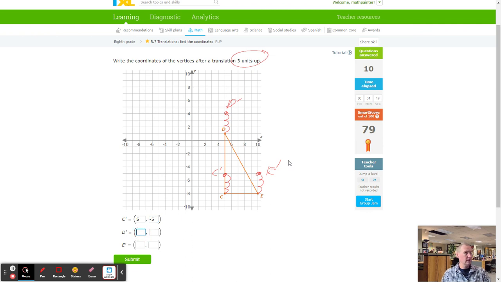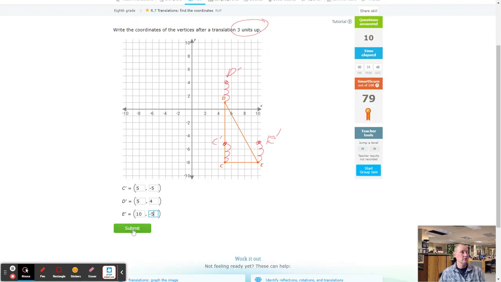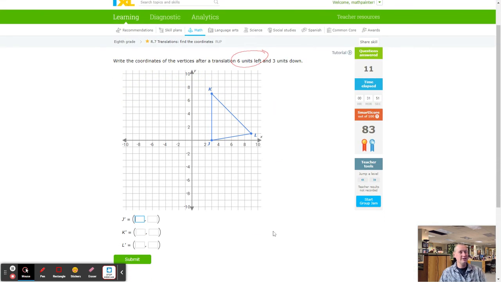All right. Now D is going to be to the right 5, which is positive 5, and up 4. So right 5, 1, 2, 3, 4, 5, up 4, 1, 2, 3, 4. And E is to the right 10 and down negative 5. All right. And that right there should do it. Cross my fingers. There we go. 83. Woo!